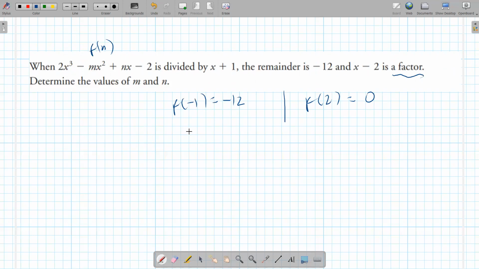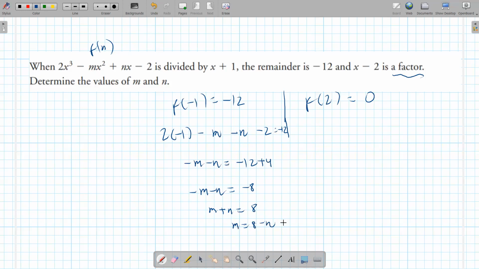You're going to solve these two. You're going to get two linear equations. So we can just do this. That's going to be 2 times -1 cubed. That's just -1. Minus m times -1 squared is just m. Minus n minus 2 equals minus 12, right? And then this is -2 minus 2. That's going to add up to -4. So you have minus m minus n is equal to minus 12 plus 4. This is just basic linear here. Minus m minus n equals -8. Multiply everything by -1. m plus n equals 8.